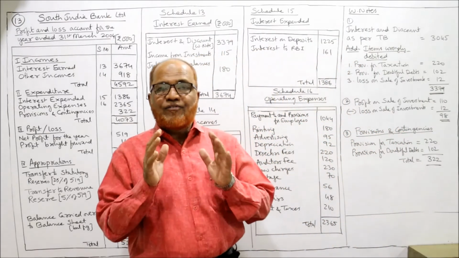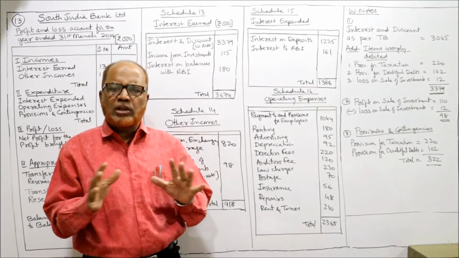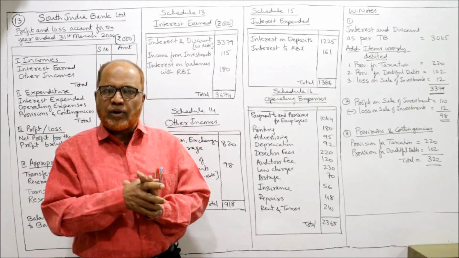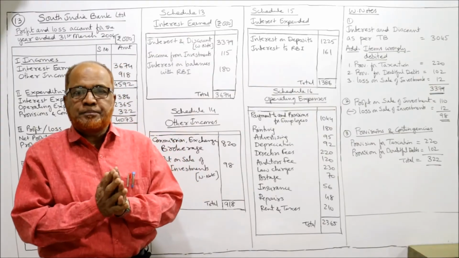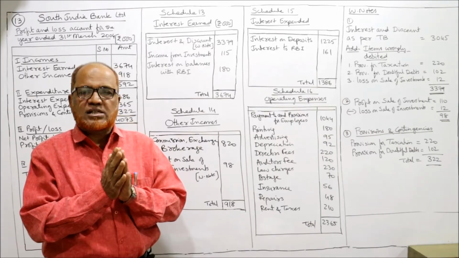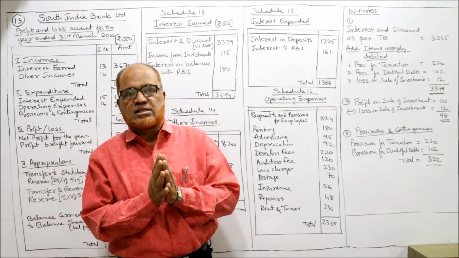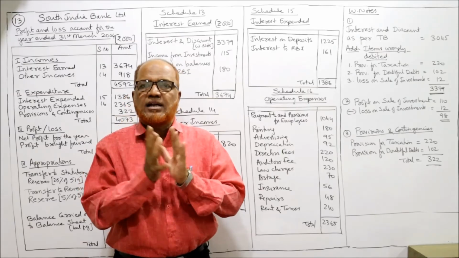So again, focus on the new point in this problem. All the points are same except one point. That one point is some 4 items are adjusted in interest and discount. Out of 4 items, 3 items are wrongly adjusted. 1 item is correctly adjusted.